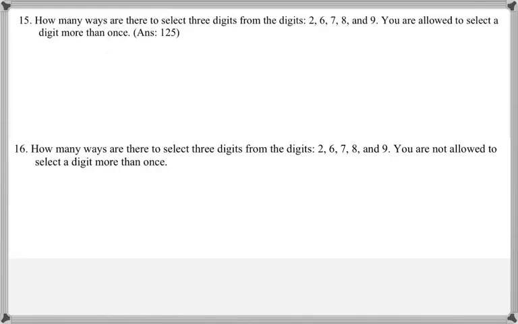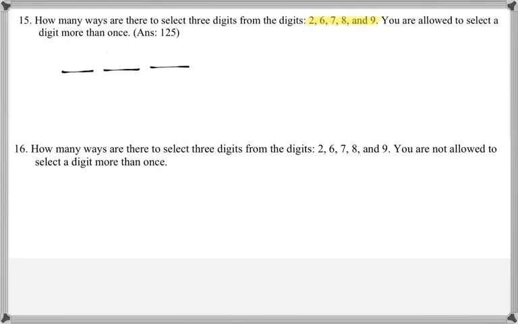Number 15 says, how many ways are there to select 3 digits from the digits 2, 6, 7, 8, and 9? You are allowed to select a digit more than once. So we are selecting 3 digits, and we have 5 digits to choose from. And we are allowed to select a digit more than once.